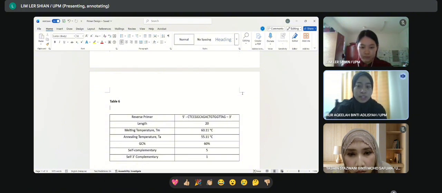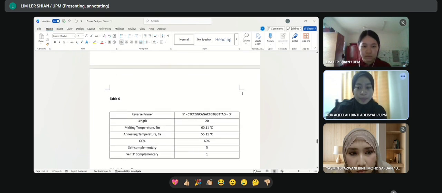And for the amplicon size, the predicted PCR product is 139 base pairs. In qPCR, amplicons between 70 and 150 base pairs are preferred because they amplify with higher efficiency and yield more consistent results. So that's all for me.